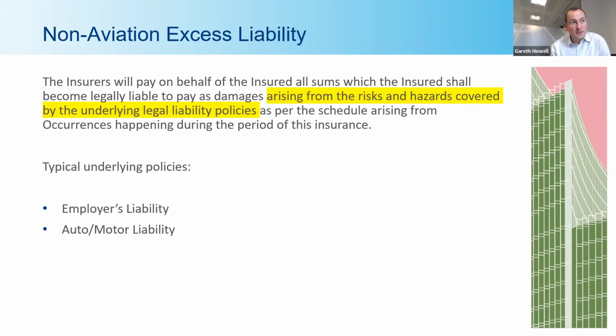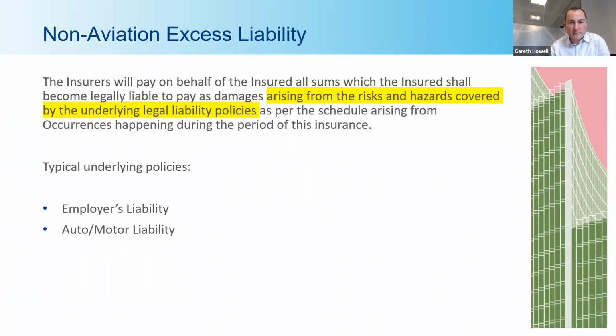That limit will typically apply on an occurrence or accident basis. And if the underlying policy has an aggregate limit, then the excess layer provided in this policy will also apply on an aggregate basis. As I said, it is excess, so it only applies once the underlying limits have been exhausted. And the underlying policy, A, has to be there, and B, must be maintained in full force and effect for the excess coverage to be triggered.